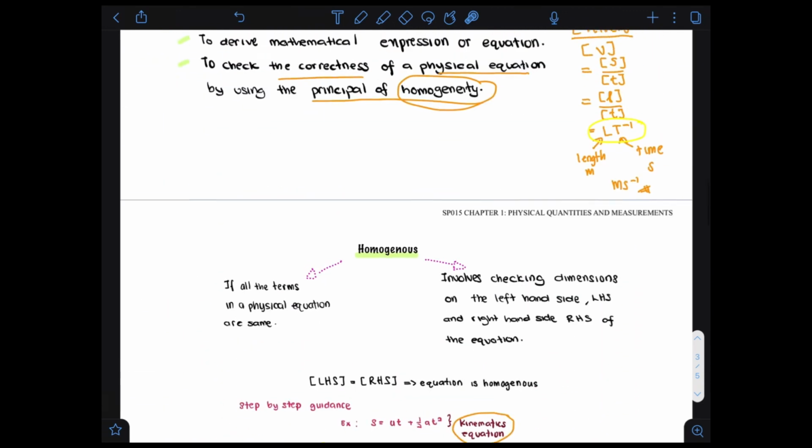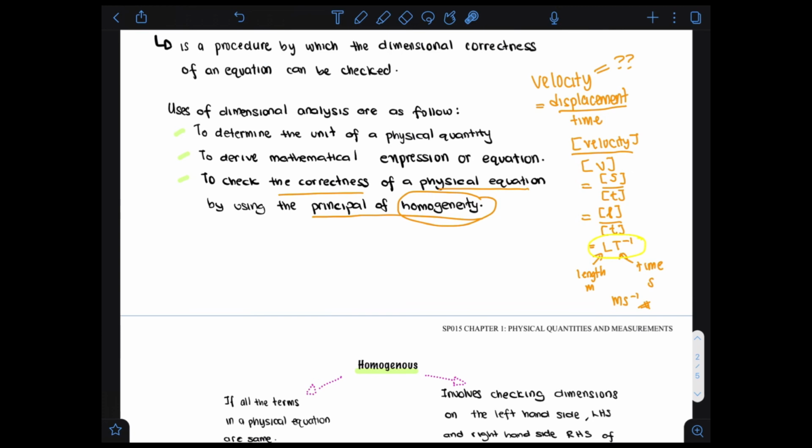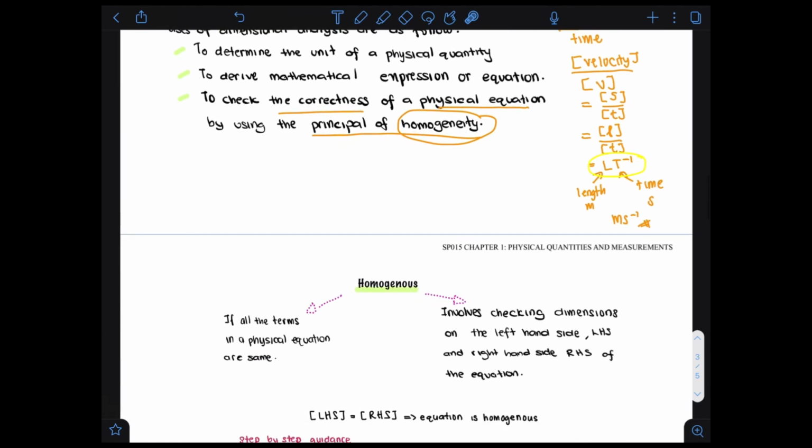Dimensional analysis adalah apa? Left hand side sama dengan right hand side lah. Dimension kiri sama dengan dimension kanan, homogeneous. Kalau tak sama, non-homogeneous.